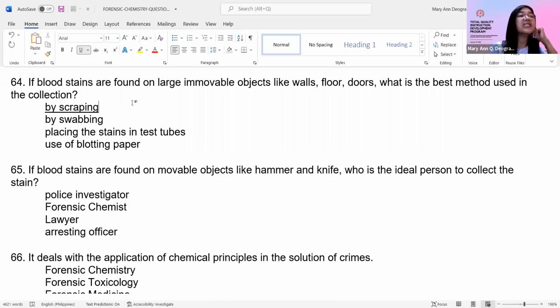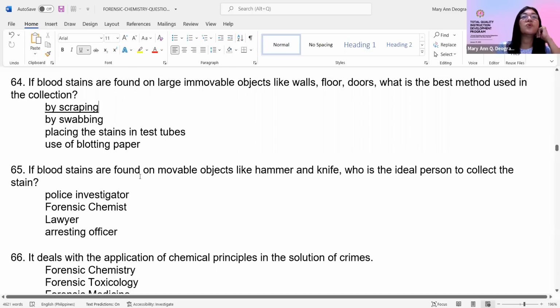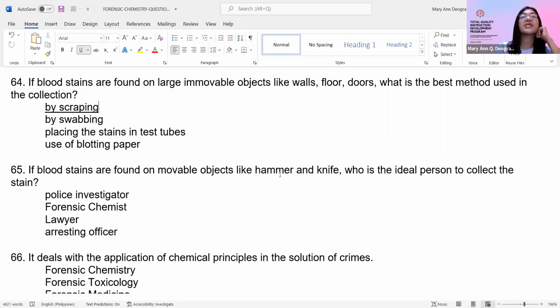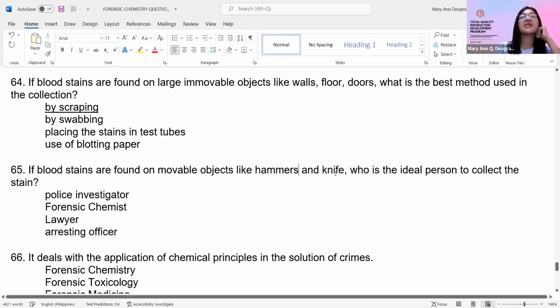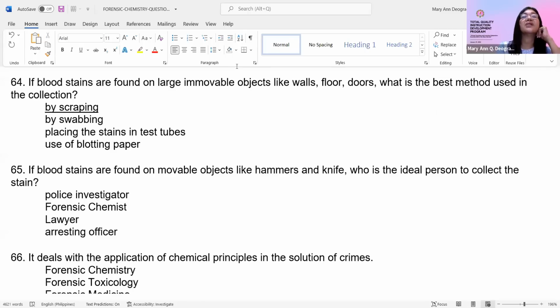All right, number 65. If blood stains are found on movable objects like hammer and knives, who is the ideal person to collect the stain? Anyone? Sino ang kukuha ng mga hammer and blood stains yan? If blood stains are found on movable objects like hammers and knives, who is the ideal person to collect the stain? Natin ang sagot. Okay, letter.